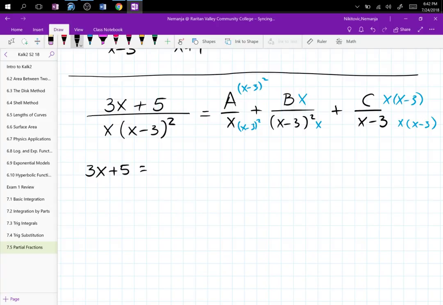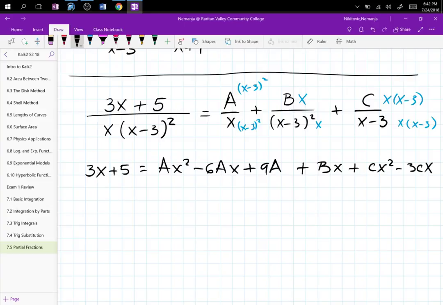and now I have to work all of these out. So when I FOIL x minus 3 squared, I get ax squared minus 6ax, that's the middle term, plus 9a. And then we have plus bx, that was easy. And finally plus cx squared minus 3cx. We have to group them again, right? X squares with x squares and x's with x's and constants with constants.